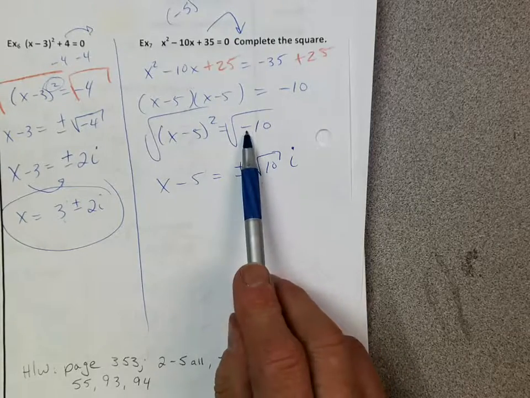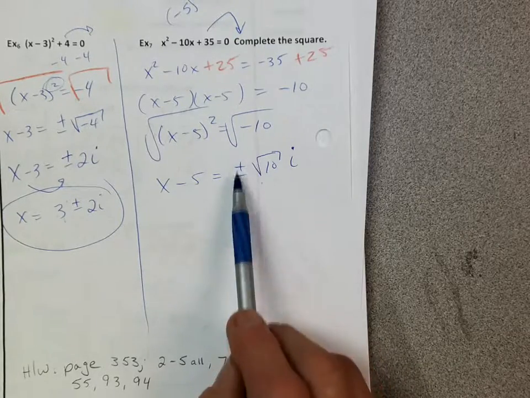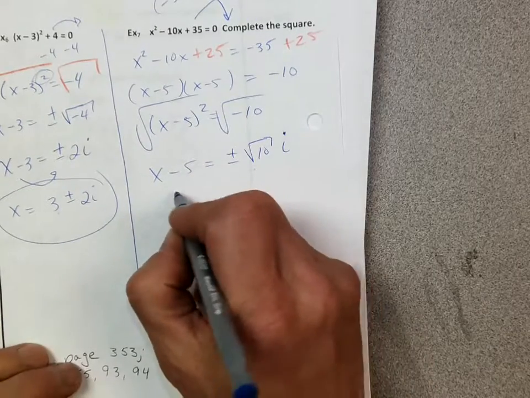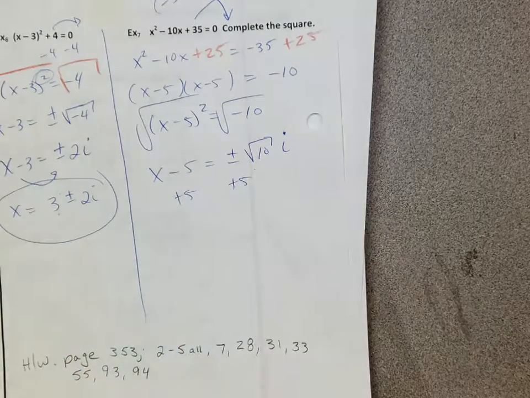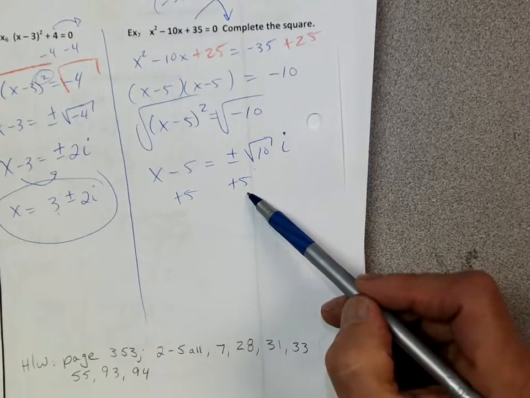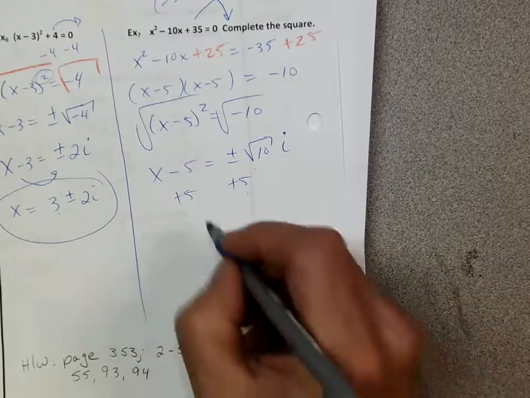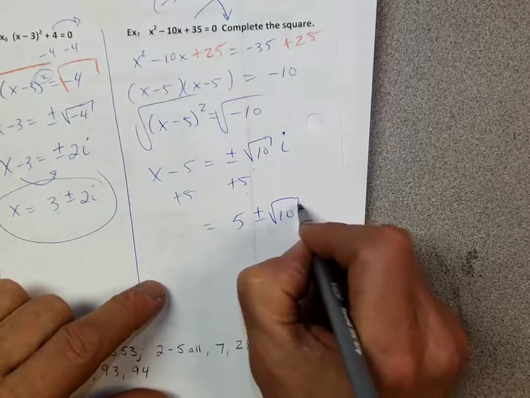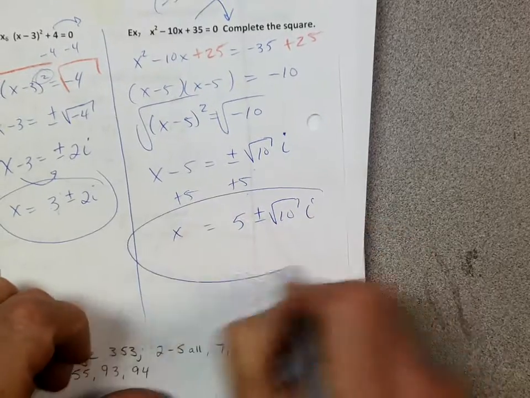I left it as square root of 10, i, and the i came from the square root of the negative number, okay? Now the plus or minus, because I have two answers, right? Positive, negative answer. And now I'm going to add the 5, so I go plus 5. And again, I cannot add these. That's a real number. That's an imaginary number, so I leave it as simply 5 plus or minus the square root of 10i. Okay.